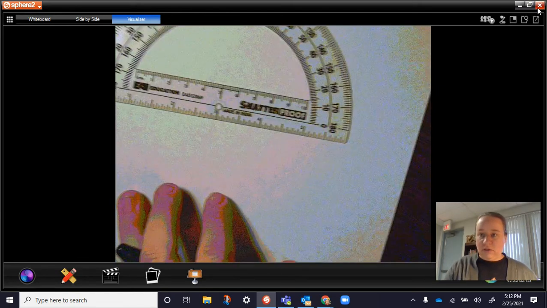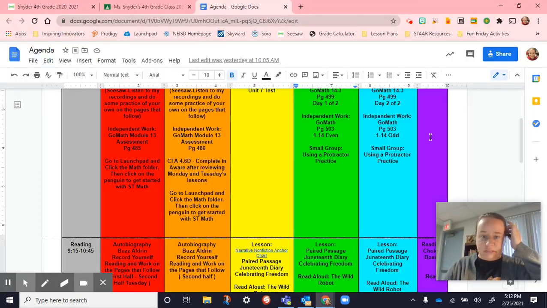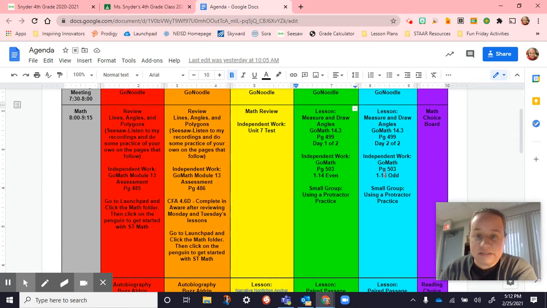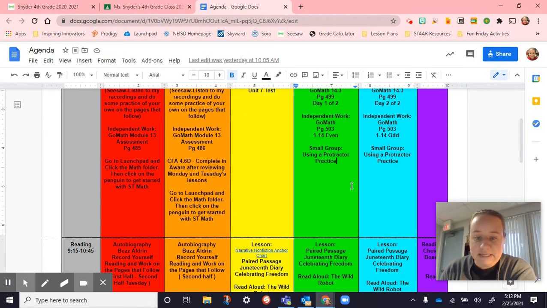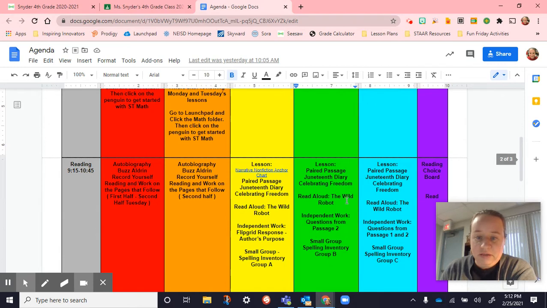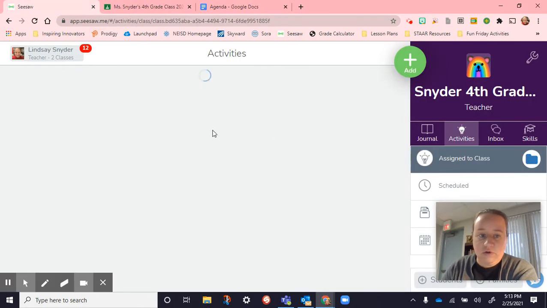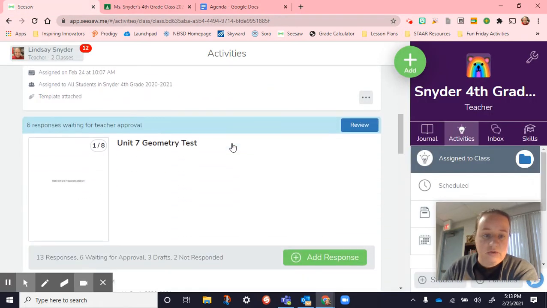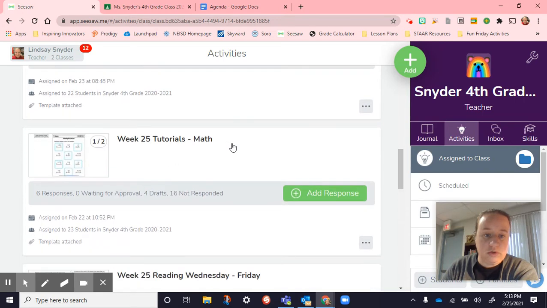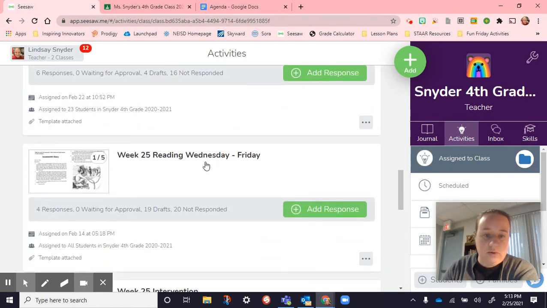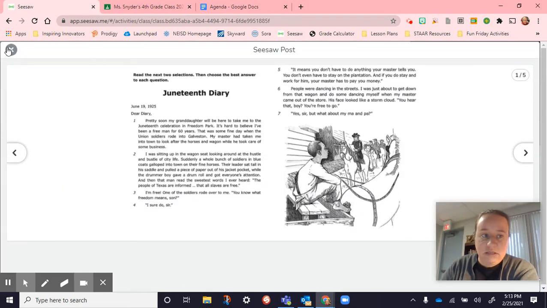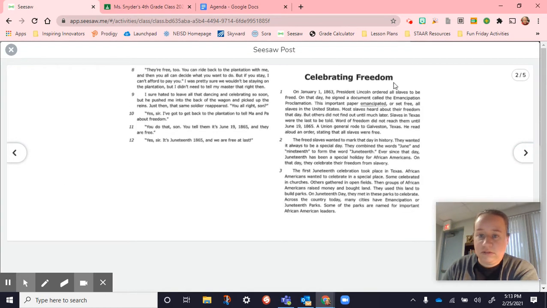Like I said, this was just the first day, so it was just a kind of a real short introduction because of the busyness of today. In reading, the only part we got to was just the passage here, and this is in Seesaw. So if you go to your activities and you go down to your reading Wednesday through Friday, we read the second story, Celebrating Freedom.